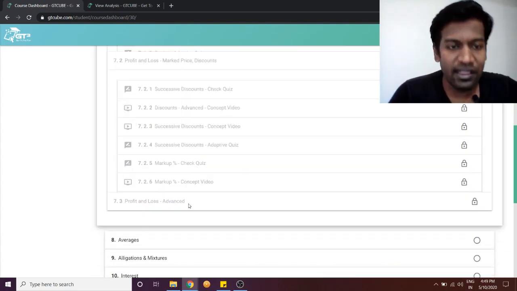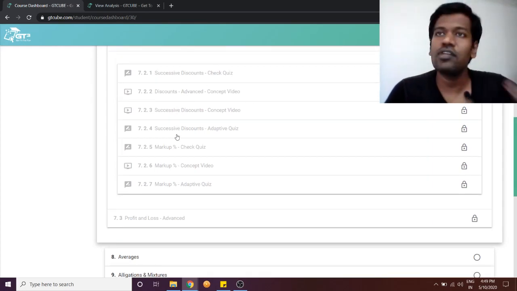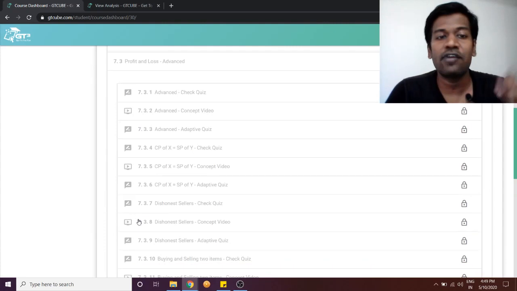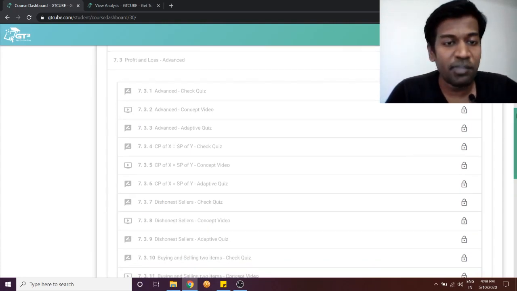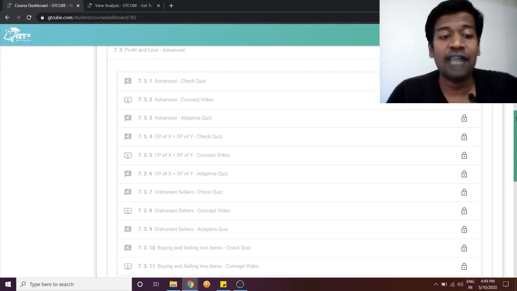Then once you've done that, we're talking about successive discounts and the markup percentage. Once you are clear with all these basics, that's when we get to the advanced level, with some typical questions that are being tested in various exams, so that you can solve these harder questions as well.